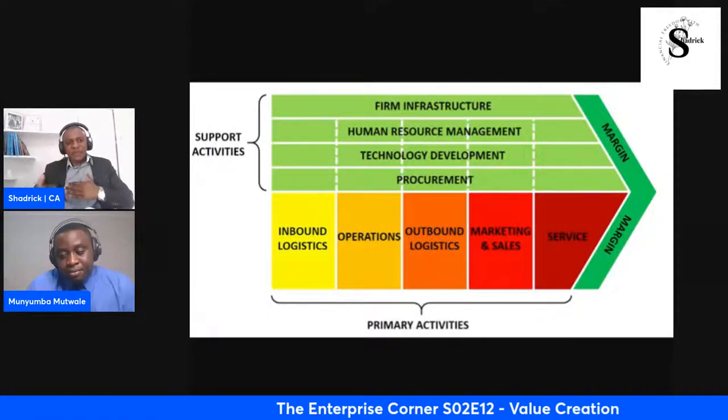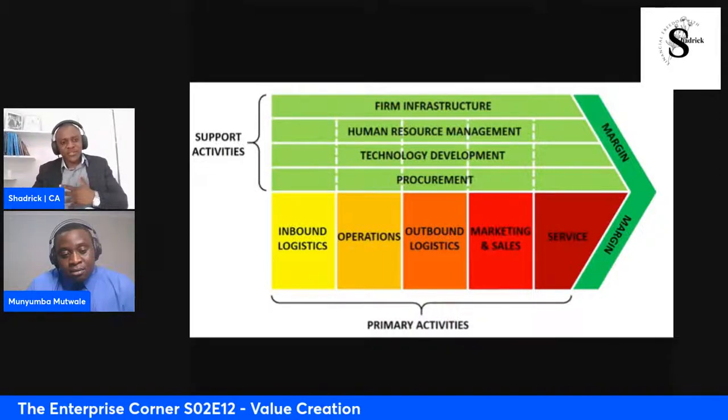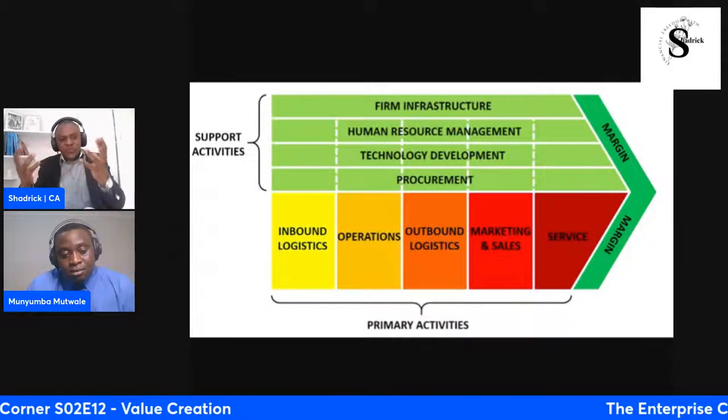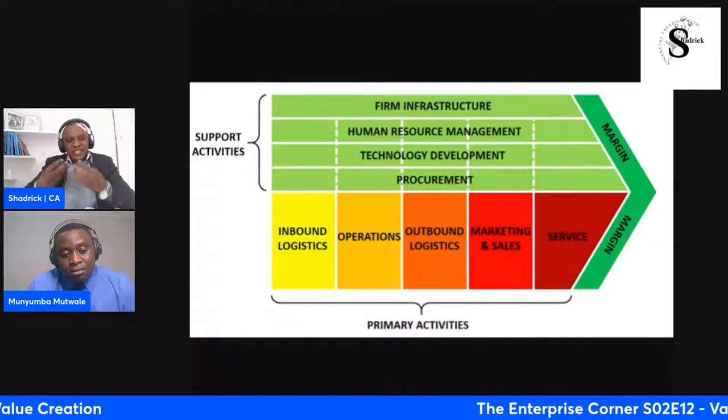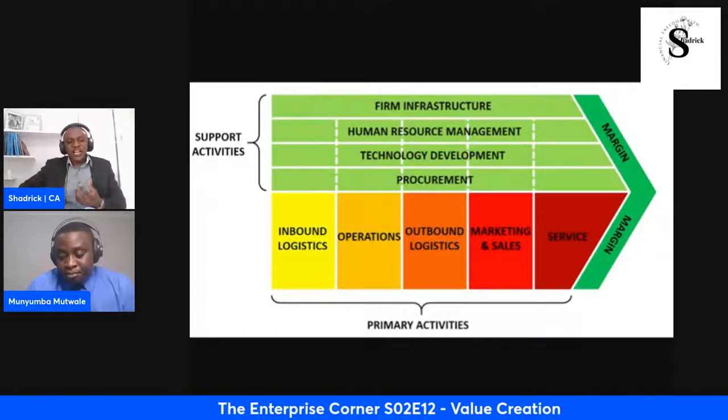But if you buy 10 laptops and they are falling within 3.5 grams, you still pay the same amount of 1,000. So that's where the economies of scale are coming from. You are spending less because you are buying more. So that gives you a chance to charge less.